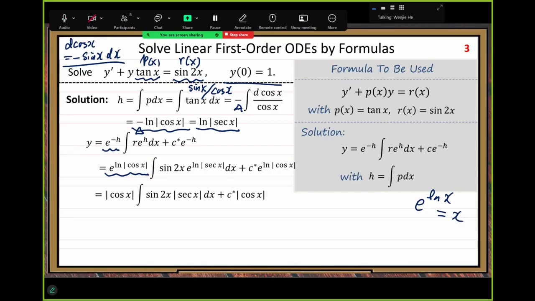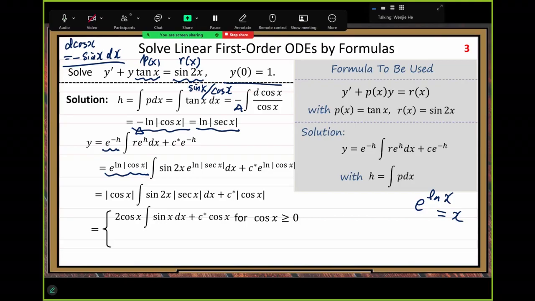All right, so let's continue. Two cases for the absolute value: cosine of x greater than 0, and cosine of x less than 0. We have two cases, so we want to write the formula in two versions, a positive version and a negative version. The positive version is when cosine of x is greater or equal to 0.